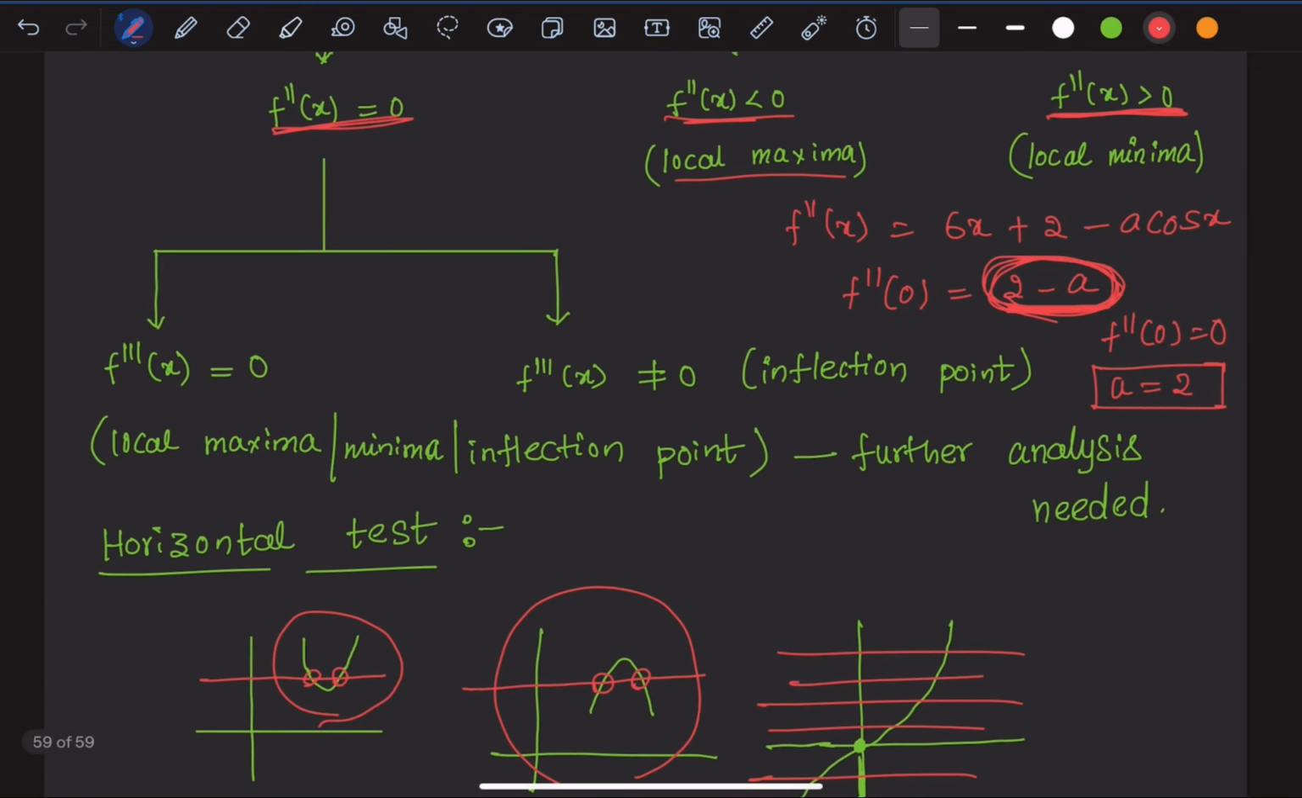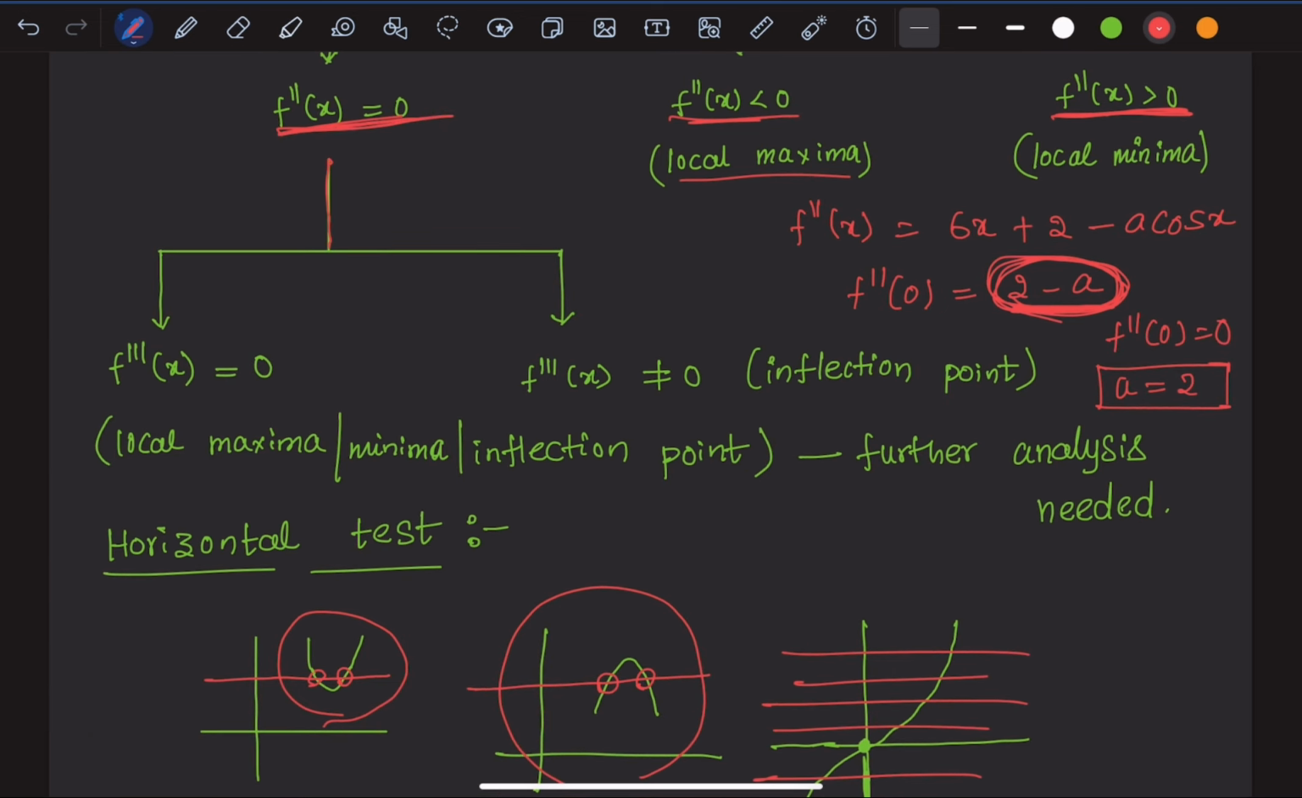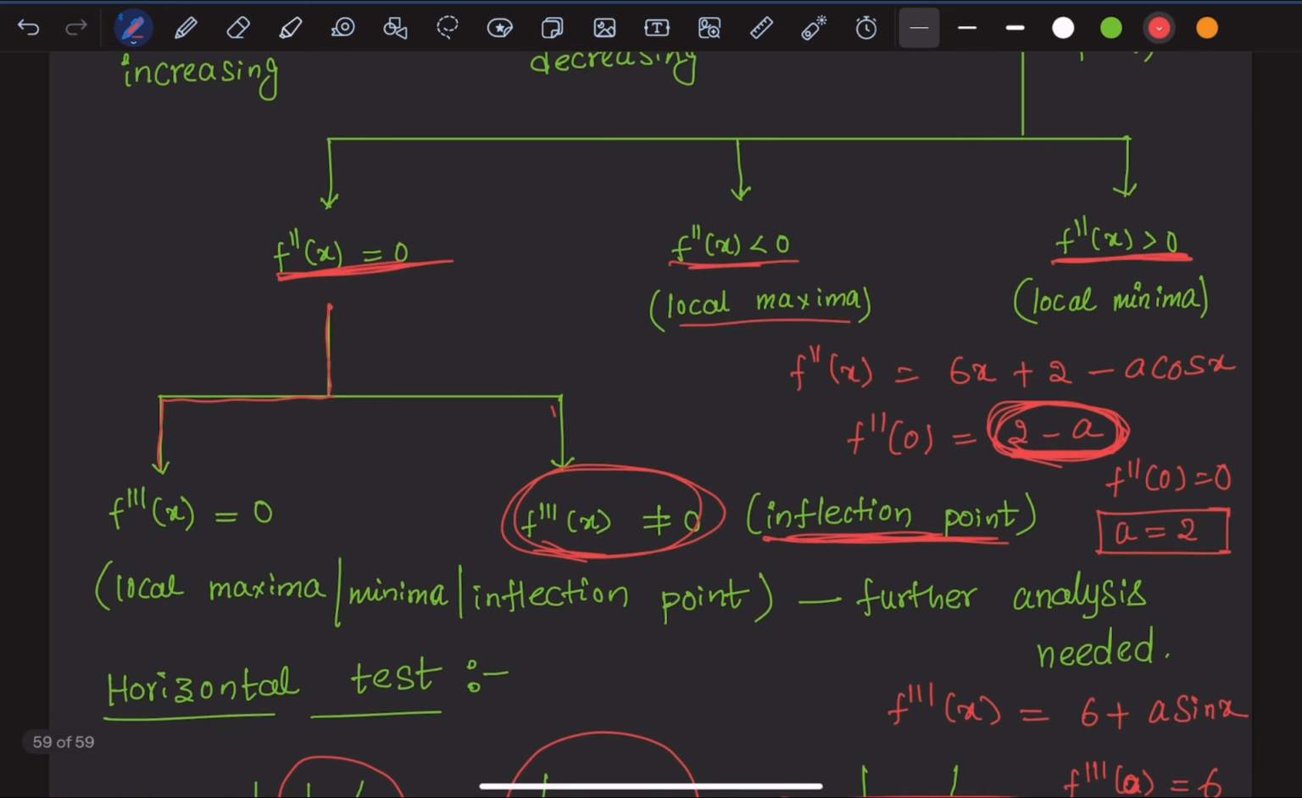Now we have already discussed that if f double dash of x is 0, we have to go and check the third derivative. So let us go and check the third derivative. F triple dash of x is 6 minus 6 plus a sine x. Alright. Now at x is equal to 0, f triple dash of 0 is simply 6, which is a non-zero value. Therefore, it is an inflection point. So it is not a local maxima or local minima. So we have concluded that third derivative is also not equal to 0. So therefore, only when third derivative is not equal to 0, this is an inflection point.